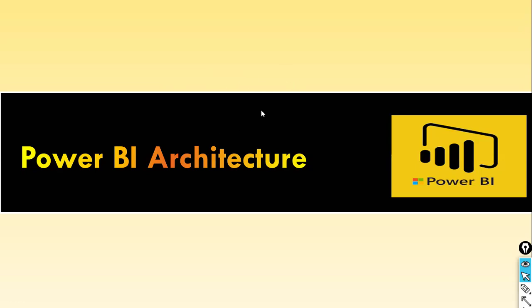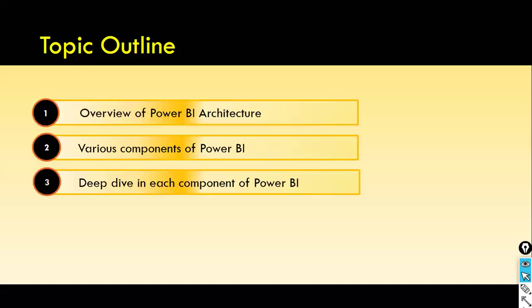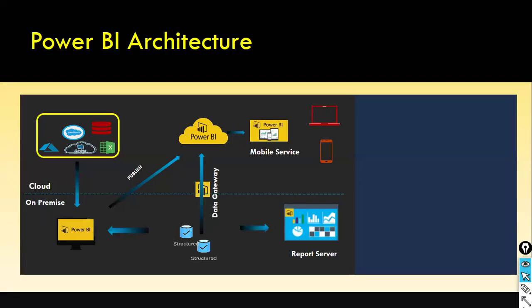Similarly, we have something called architecture, Power BI architecture. Each tool or each framework has its own architecture. So what is the Power BI architecture? We'll start by looking at what components are there in the Power BI architecture and how these components interact with each other. If possible, I will show you how to do the installation, everything. So we will jump into understanding what the Power BI architecture is and what it consists of.